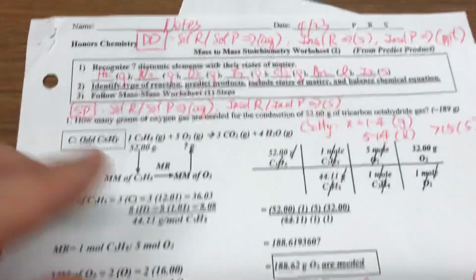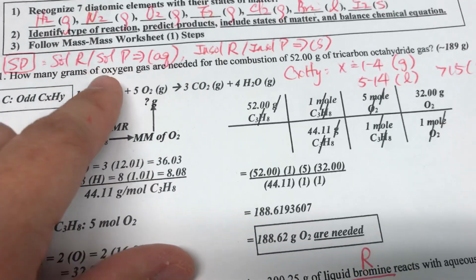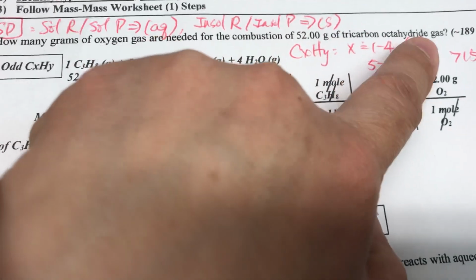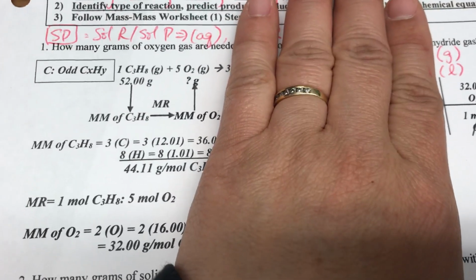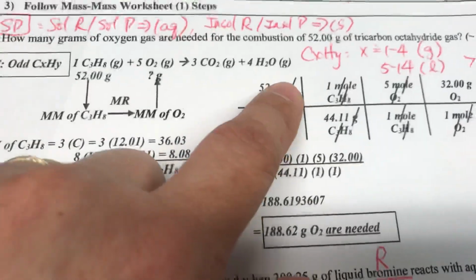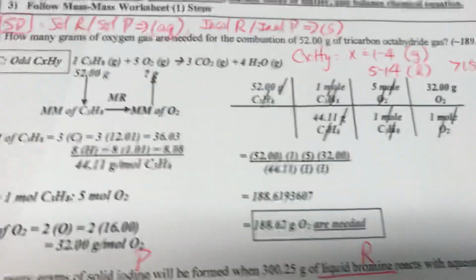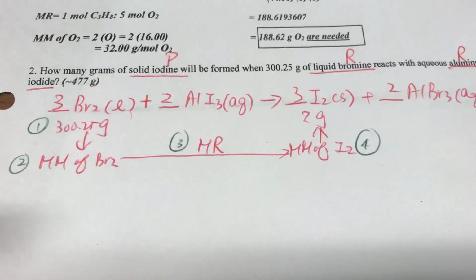So in this example, you are just given: how many grams of oxygen are needed for combustion of tricarbon octahydride. That's all you're given, so you know that these two are the reactants. Then you predict the product because it's a combustion. You know how to predict the combustion product: CO2, H2O. Based on the type of combustion, you get a balanced equation, and then you do the math. Here I'm focusing on the equation, the predict product part.